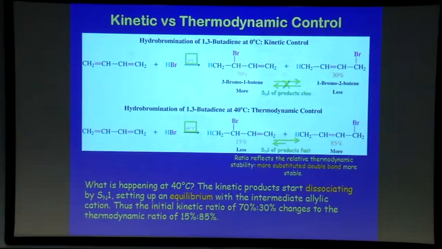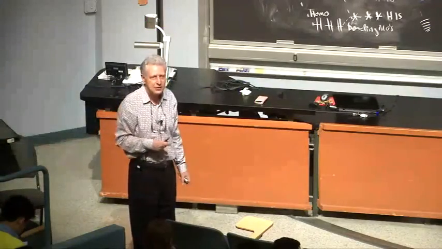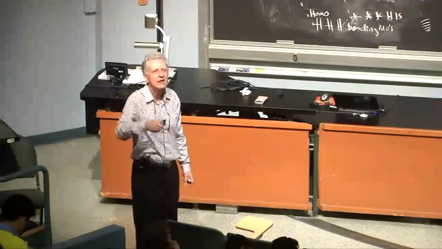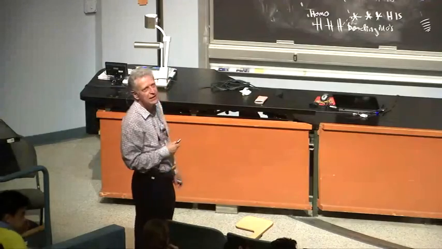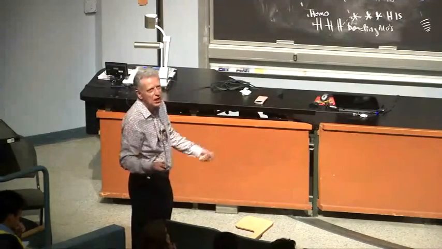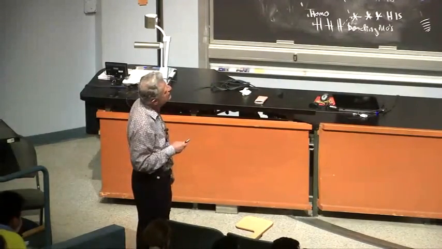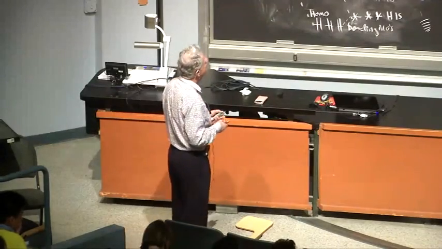If you warm this up, if you run the reaction at 40 degrees, or you take this mixture and warm it to 40 degrees, now these allylic bromides will undergo SN1. They will dissociate back to the precursor allylic cation. And since you're now under thermodynamic control, eventually the more stable isomer in our equilibrium mixture will dominate. And so you change from 70-30 to 15 to 85. That's one way to show this.